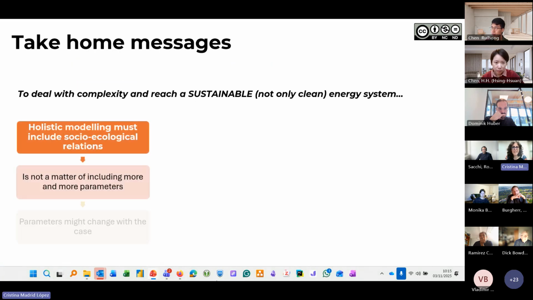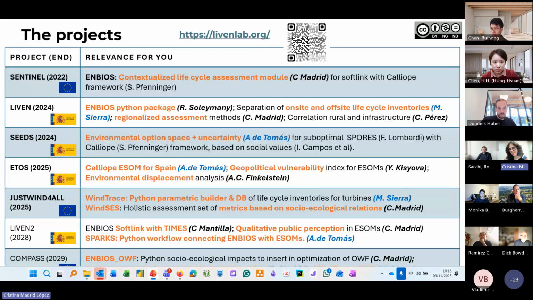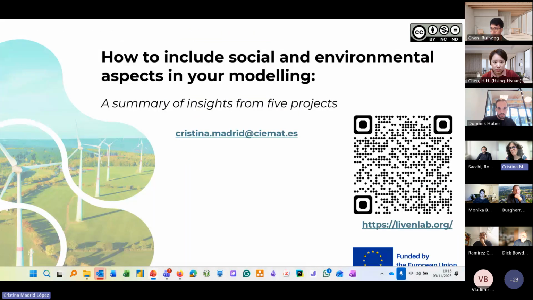So just very quickly. The holistic modeling, as we covered it in Just Wind for All, must consider both social and ecological issues, but also the relations between them. We propose to explore new workflows, and for that we need information like the one the guys are going to present in a bit, which is very useful also for us. Maybe just to keep the idea that there is no unique solution, that solutions are many, and that we need to find a way to understand this space of solutions and how to choose between them. And just an idea of the projects that funded our research beyond Just Wind for All. And if you have any questions, I'm happy to answer them.